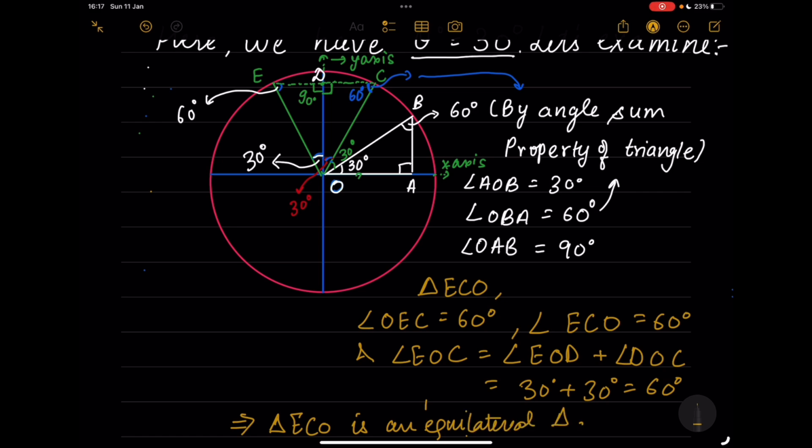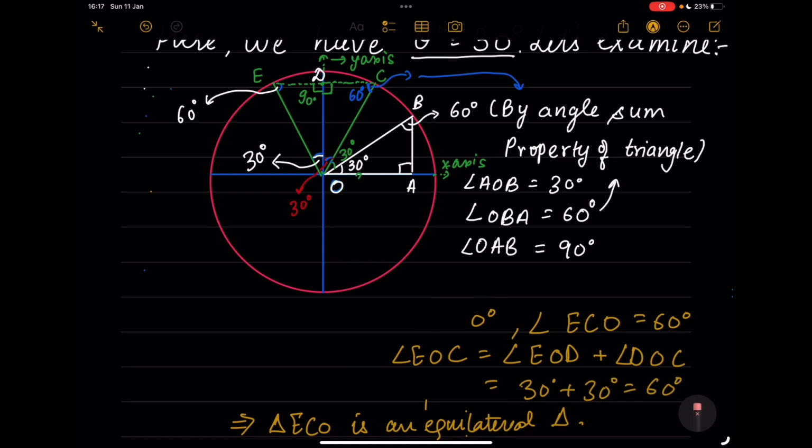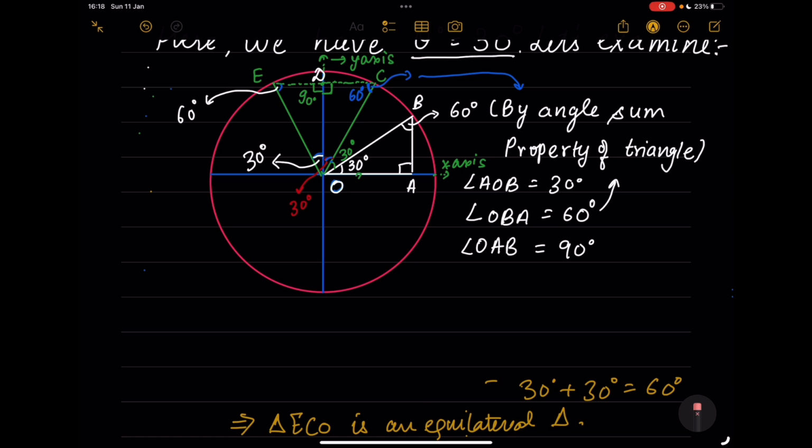Equilateral triangle. We know that any triangle which has all sides equal is an equilateral triangle, and since we got this, all the sides are equal, that means all the angles are also equal, right? All the angles are equal, and from there we get this is an equilateral triangle. If all the angles of a triangle are 60 degrees, we know that it is an equilateral triangle. So we have triangle ECO as an equilateral triangle.